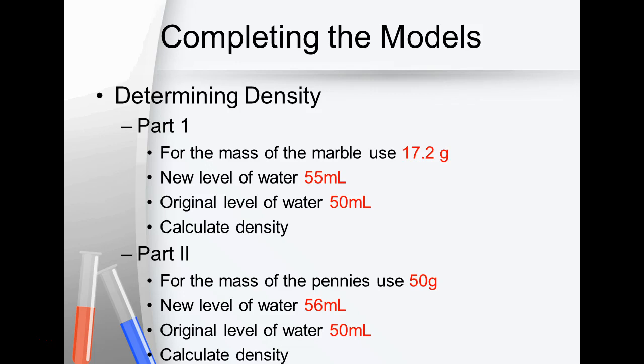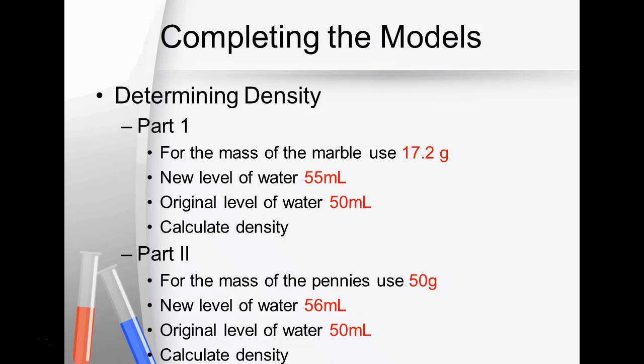Under part 1, determine the mass of 5 marbles on the balance. The mass is equal to 17.2 grams. Under number 3, observe the new level of water. The new level of water, you're going to put in 55 milliliters. 3B, the original level of water, 50 milliliters. 3C, the volume of 5 marbles. You are going to calculate that by subtracting the original level of water from the new level of water.